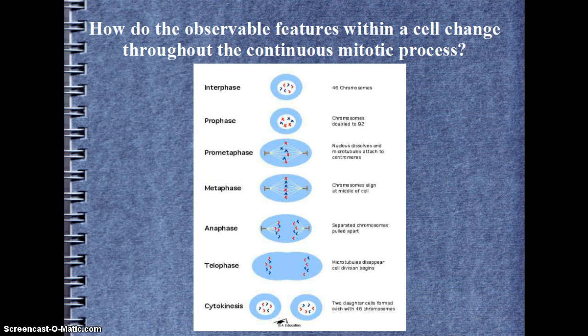How do observable features within a cell change throughout the continuous mitotic process? Mitotic phase includes both mitosis and cytokinesis. In the stages, the cell grows, divides, separates, and forms 2 daughter cells.